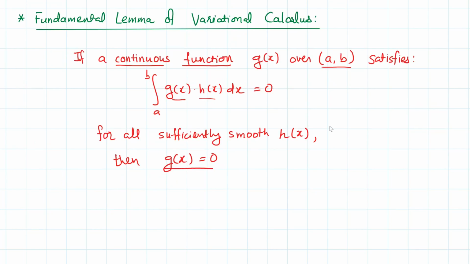Okay, to do this, let's introduce the fundamental lemma of variational calculus. This lemma states that if a continuous function g of x defined over the interval a to b satisfies the following integral formulation, where the integration from a to b of function g of x times h of x dx is equal to 0 for all sufficiently smooth functions h of x, then we end up with our function g of x being equal to 0.